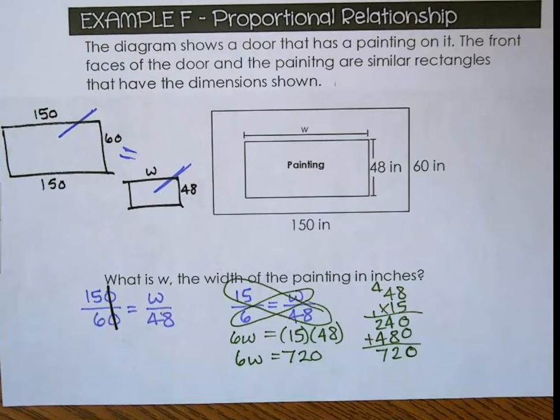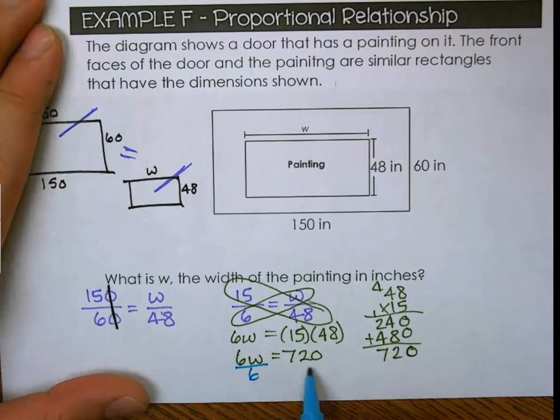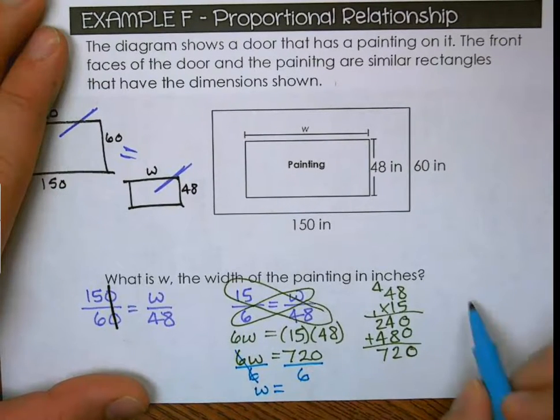I need to make sure that that W is by itself. And right now, it is being multiplied by 6. So to get rid of that, I need to divide both sides by 6. So that's going to go away. W is going to be by itself. And now I just need to do that division.